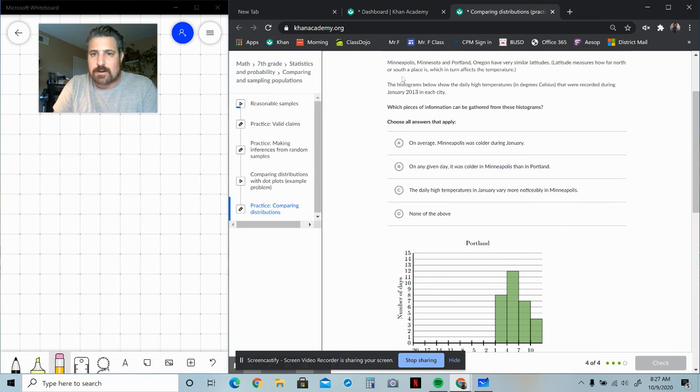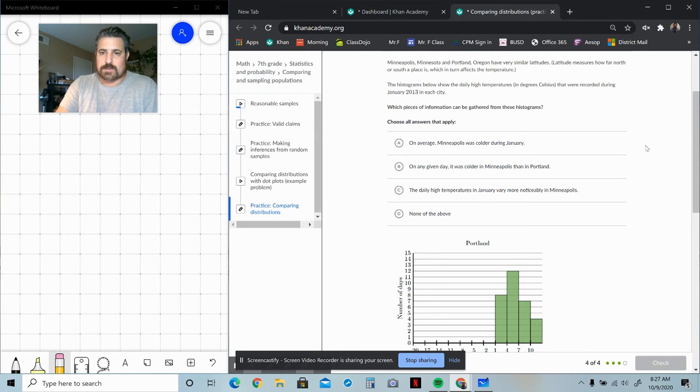All right, and the last one here, Minneapolis, Minnesota, and Portland, Oregon have very similar latitudes. Latitudes measure how far north or south a place is, which in turn affects the temperature. The histograms below show the daily high temperatures in degrees Celsius that were recorded during January 2013 in each city. Which pieces of information can be gathered from these histograms?